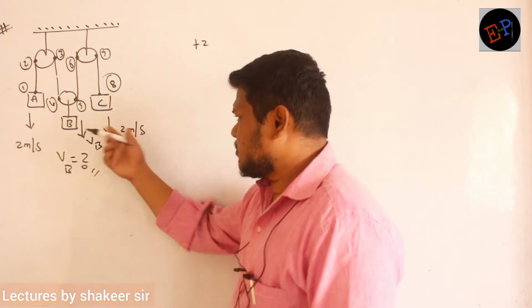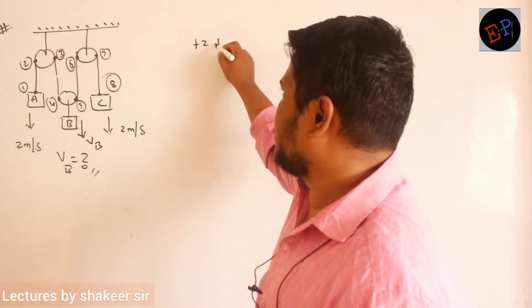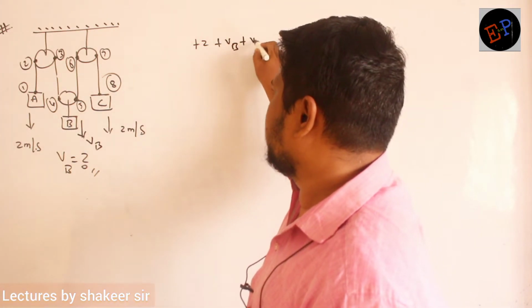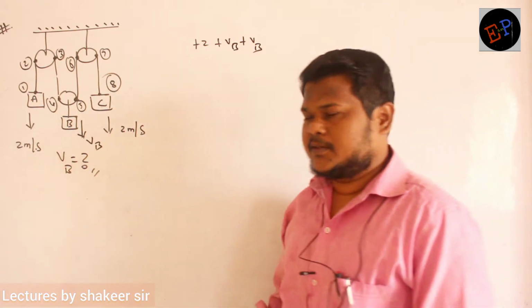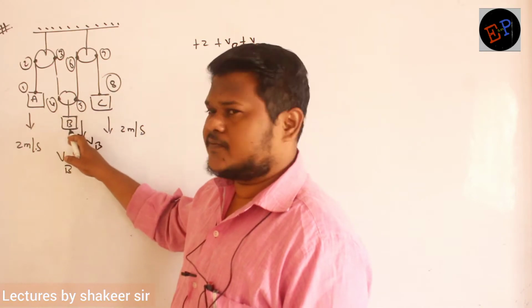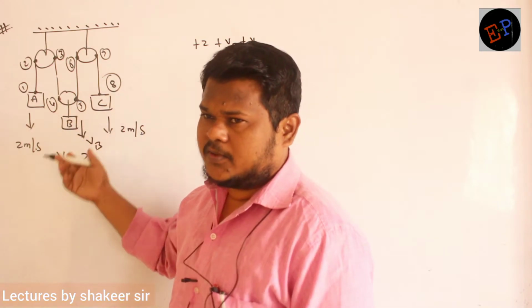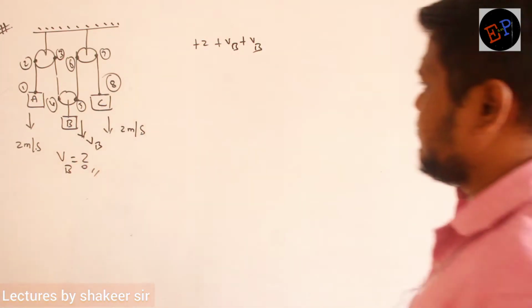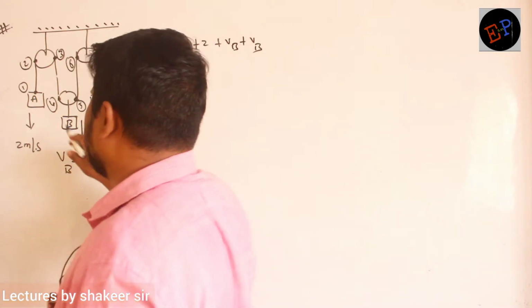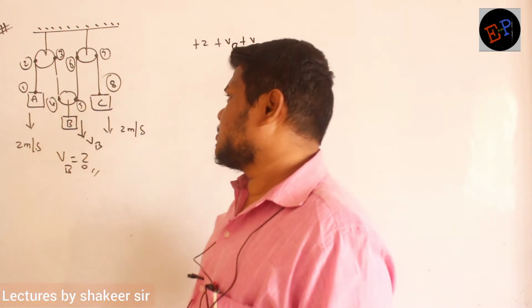Clear now? So therefore, velocity of point 4 I will take as plus VB. Velocity of point 5 also I will take plus VB. Why am I taking plus VB? Because the pulley has the velocity of block B only. Are you able to understand me? Okay, now see. So therefore, point 4 velocity and point 5 velocity we have taken.